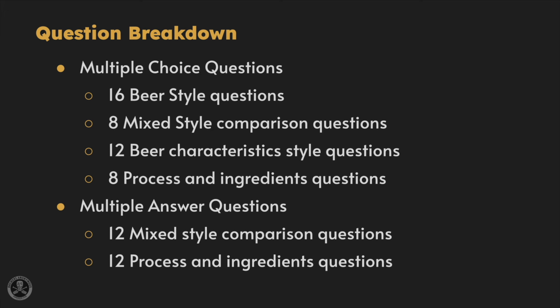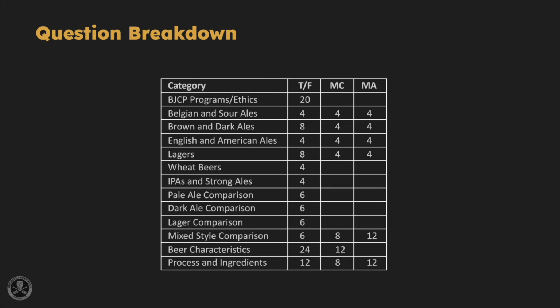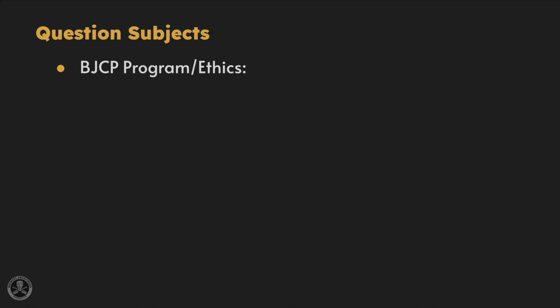So here's everything we just discussed in one screen to take a look at. We know the subjects of the questions you're going to get. We know the number of questions we're going to get. We just don't know specifically which each of those questions are going to be. But we're going to prepare ourselves the best we can to have the answer ready, or at least be able to get it quickly. So let's talk a little bit more about the questions and the subjects themselves. And for some of these, let's look at some examples. Starting with those BJCP program ethics true or false questions.